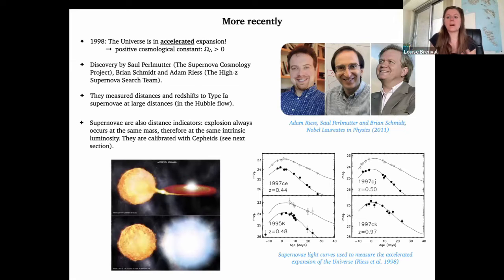They're usually combined with the Cepheids in what we call the distance ladder. They work differently, but they also have light curves. Basically, they're systems of stars accreting material from each other, and the explosion always occurs at the same mass and therefore at the same intrinsic luminosity. So basically what is done is the supernovae are calibrated with Cepheids, and then they allow us to measure the distance to other galaxies.